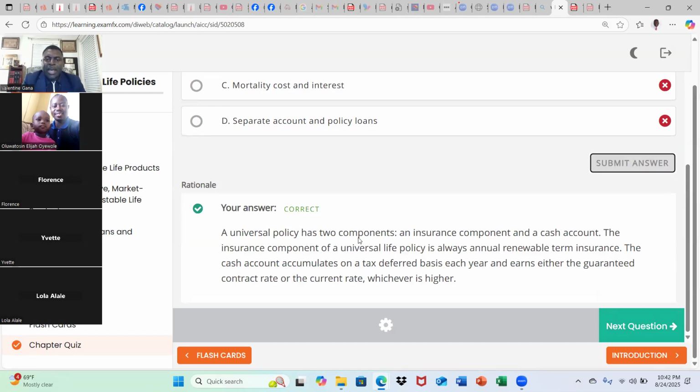It says a universal policy has two components, an insurance component and a cash account. The insurance component of a universal life policy is always an annual renewable term. Remember that. A universal life policy is an annually renewable term policy and a cash account. The cash account accumulates on a tax-deferred basis each year and earns either the guaranteed contract rate or the current rate, whichever is higher. Remember, it's an index account, so there's a guaranteed minimum. And that's why we tell our clients, you'll never lose money because there's a guaranteed minimum.